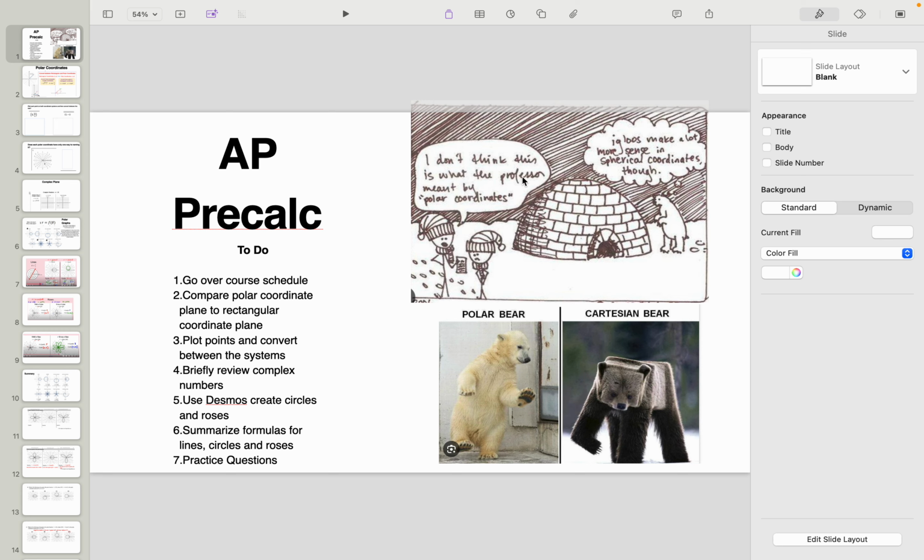a little trick here. And I said, I don't think this is what the professor meant by polar coordinates. Igloos make a lot more sense in spherical coordinates though, right? So we're playing around with these this week.